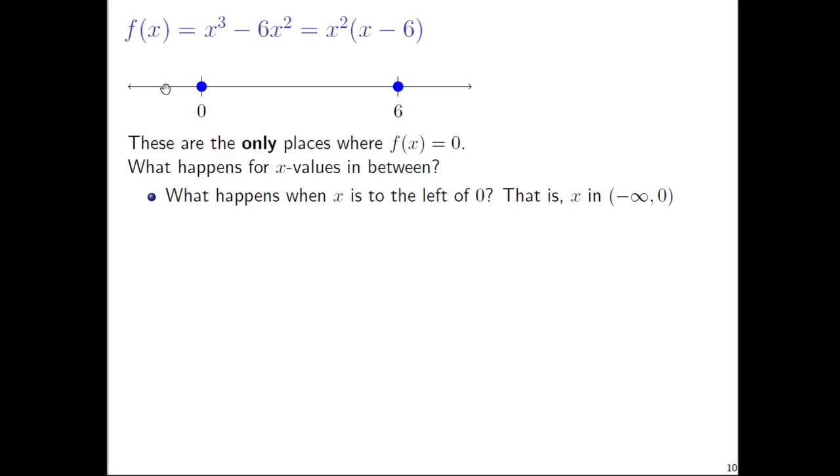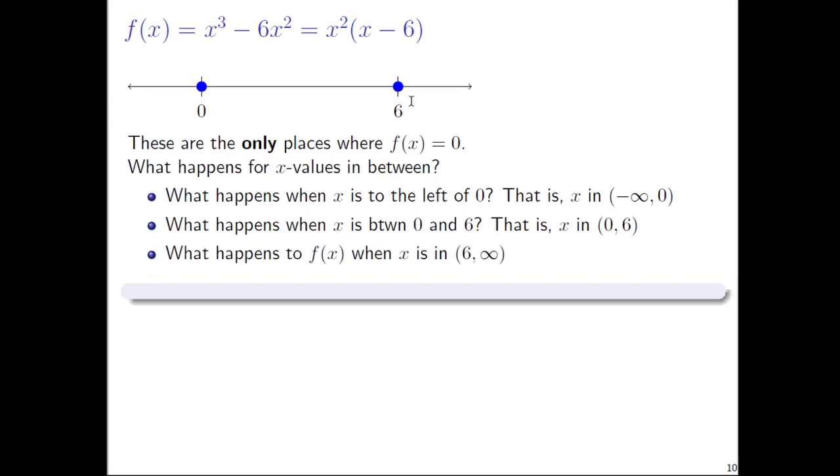That is what happens in this part when x is to the left of 0, so in the interval where x is in negative infinity to 0. What happens for x between 0 and 6? In other words, when x is in the interval 0 to 6. What happens also for x bigger than 6? What happens to f of x when x is in the interval 6 to infinity? So that's what we're going to analyze.